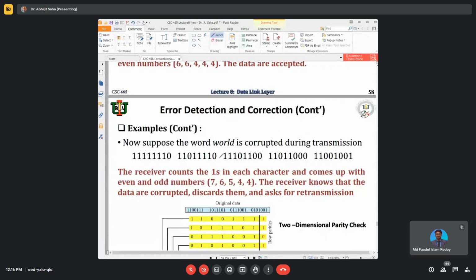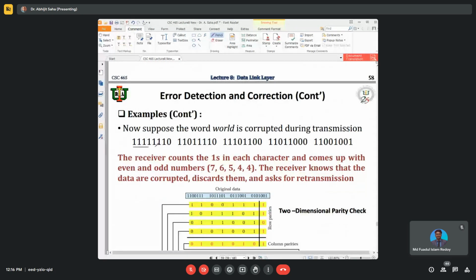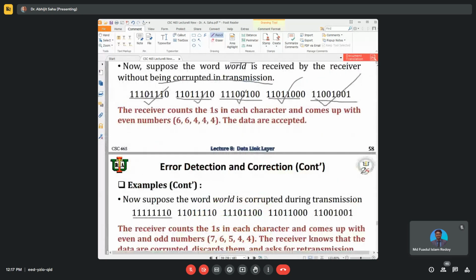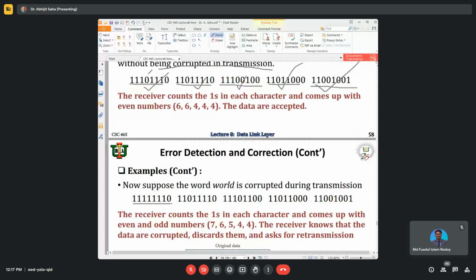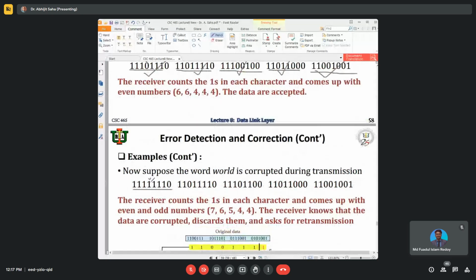But if it is corrupted, you can see that the receiver is counting here, and there are 7 bits. So that means one bit has been changed. Here after the 3 ones there was a 0, but now after the 3 ones you get a 1. So this is the error. Here you also count that it's 6, which is correct, but here you can see that it's 5. So that means it also has a 1 bit error. Here this is 4, so it's correct, and this is 4, it's correct.